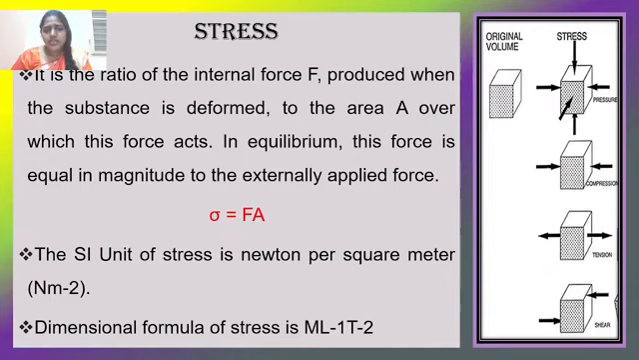Stress. It is the ratio of the internal force F which is given to deform the body to a particular area A over which this force acts. In equilibrium, the force applied internally is equal in magnitude to the external force. In simple words, stress is the force applied per unit area. Sigma is equal to F/A, where sigma is the stress applied, F is the force applied, and A is the area of the force applied. The SI unit of stress is Newton per square meter. The dimensional formula for stress is M L^-1 T^-2.